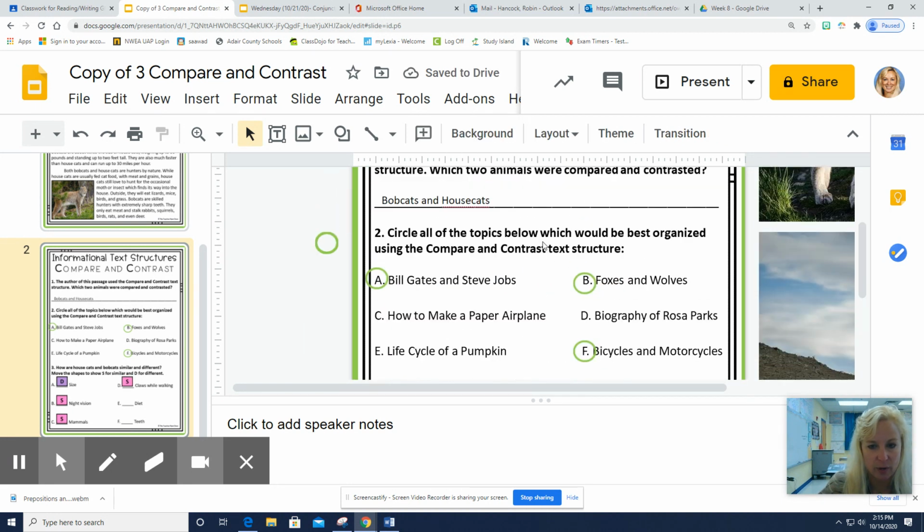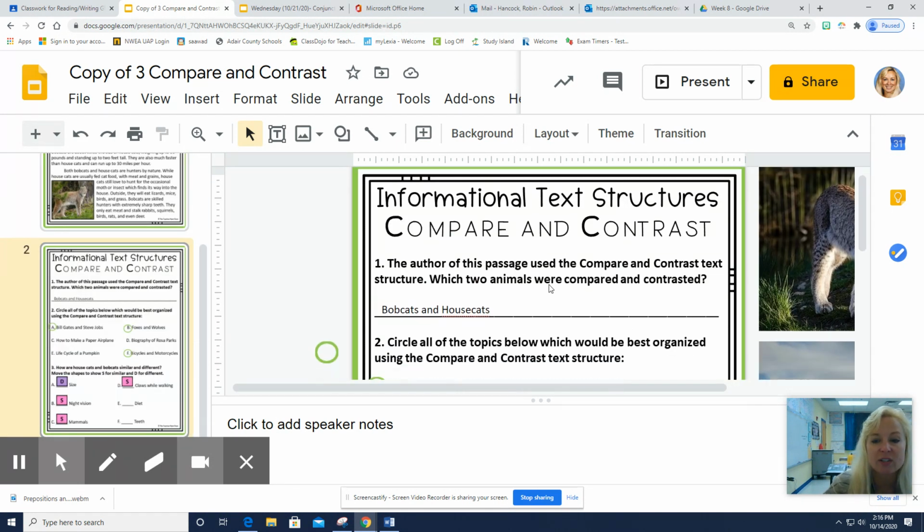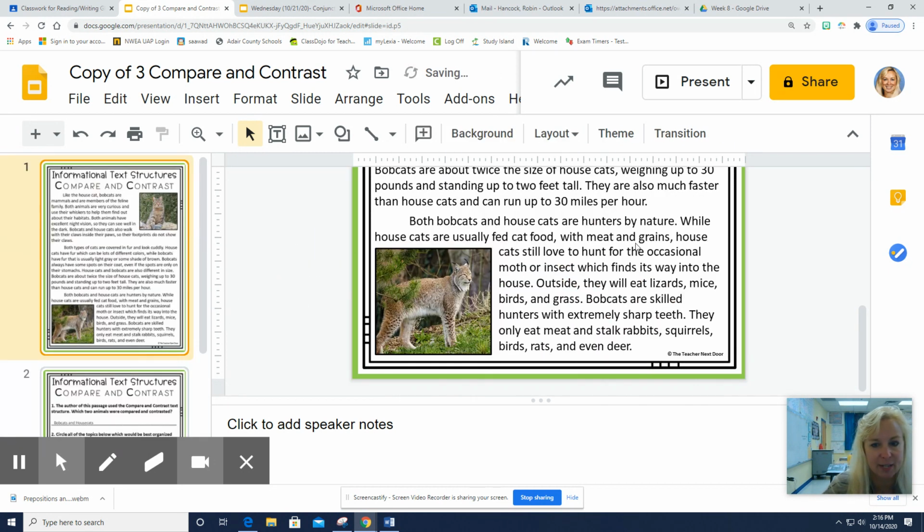Their diet. Okay, as far as diet, it says they're both hunters by nature. House cats are usually fed cat food with meat and grains. House cats still love to hunt for the occasional moth or insect which finds its way into the house. Outside, they will eat lizards, mice, birds, and grass. Bobcats are skilled hunters with extremely sharp teeth. They only eat meat, like rabbits, squirrels, birds, rats, and even deer. Okay, so their diets are different. So click on the D, Control C, Control V, paste. Diet's different. Let's go back to the text to see about their teeth.